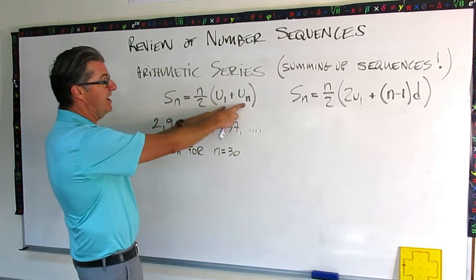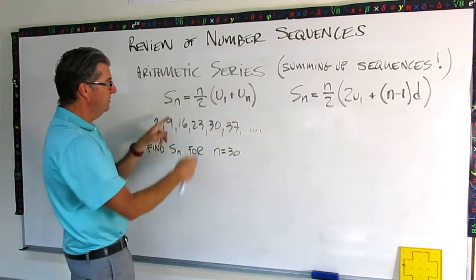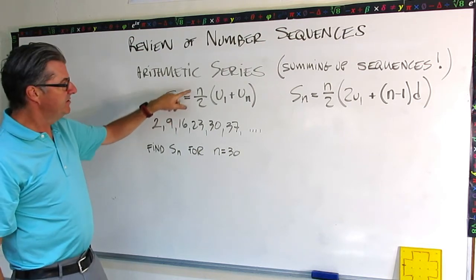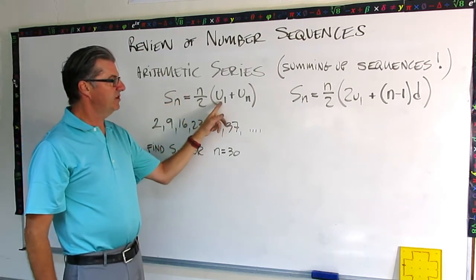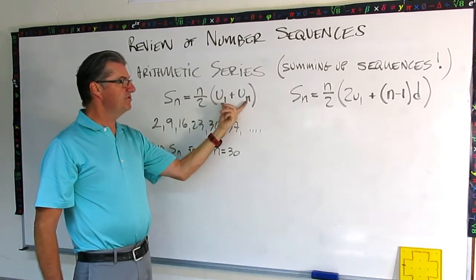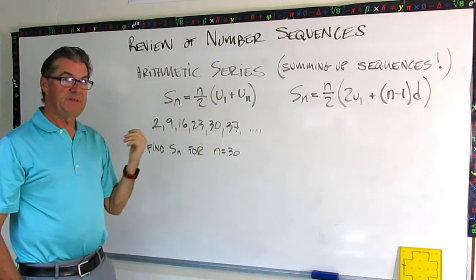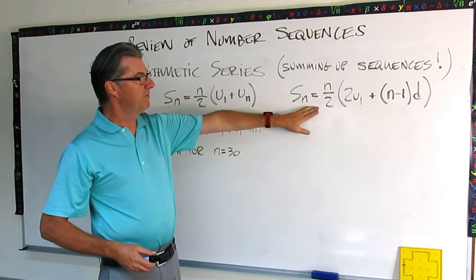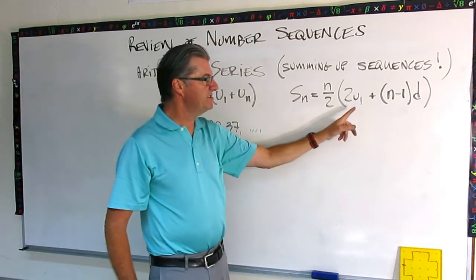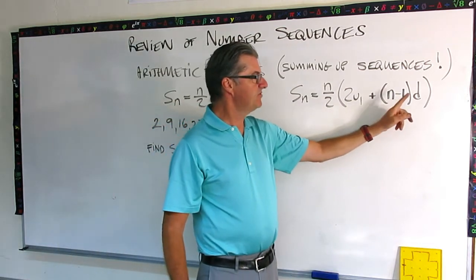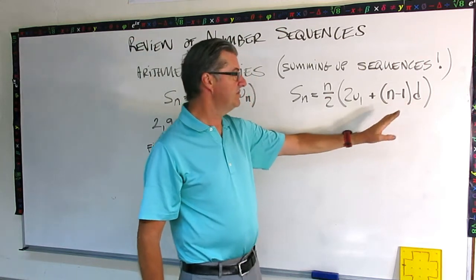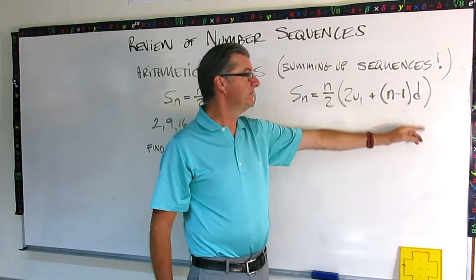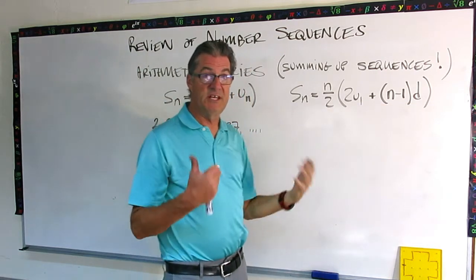If you have the first and last term, then you can use this one. S sub n stands for the sum of a sequence with n terms. You just do n over 2 times the first term plus the nth term. But sometimes you might not have the last term, so you can also use this formula: n over 2 times (twice the first term plus (n minus 1) times the common difference). So all we need here is to know how many terms, the common difference, and the first term, but we don't need the last term.